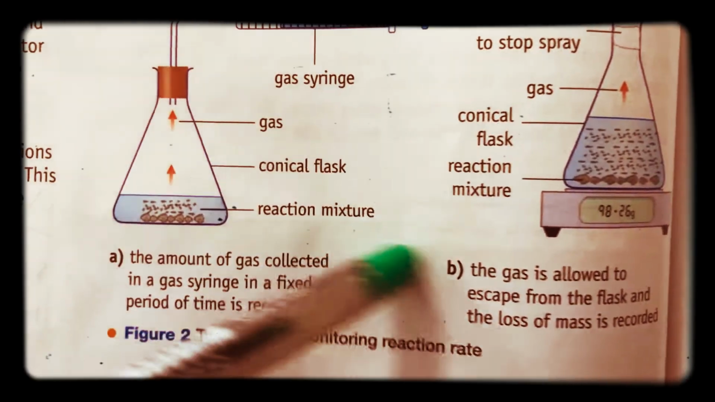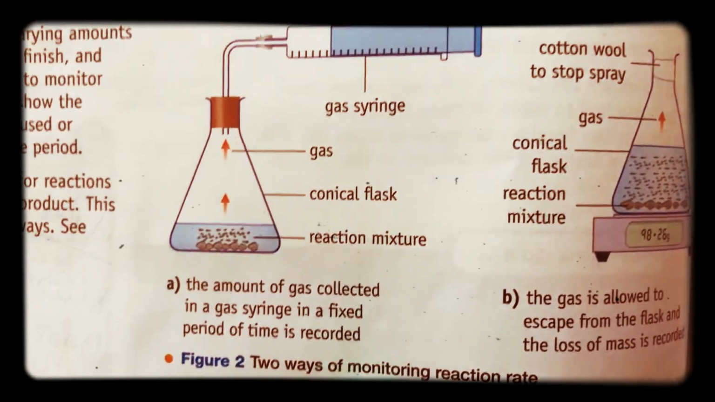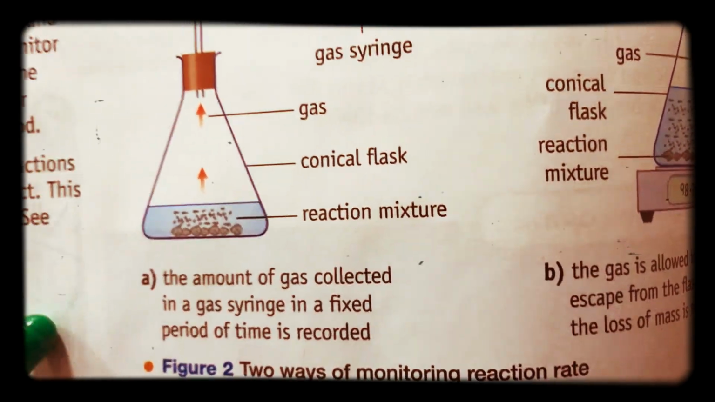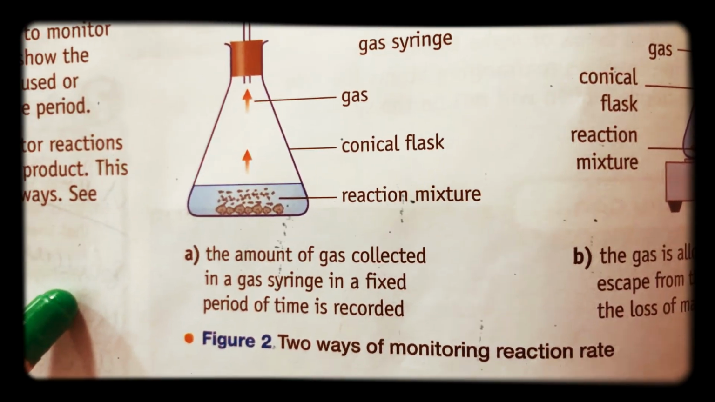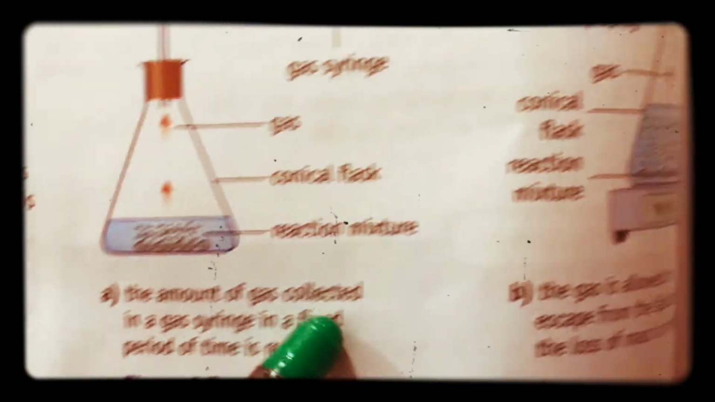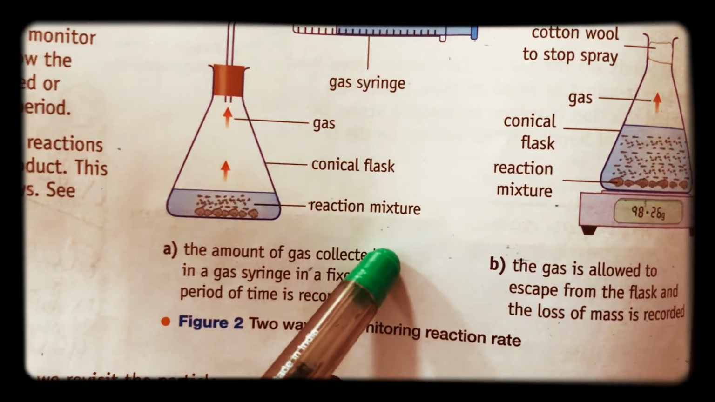So these are two ways of monitoring reaction rates. There are several ways of monitoring reaction rate, but these are just two methods. And yes, reactions can take different amounts of time from start to finish. And what we want to do as chemists is show the amount of chemical used, which would be here, or the amount of chemical produced, which is here, in a set time period.